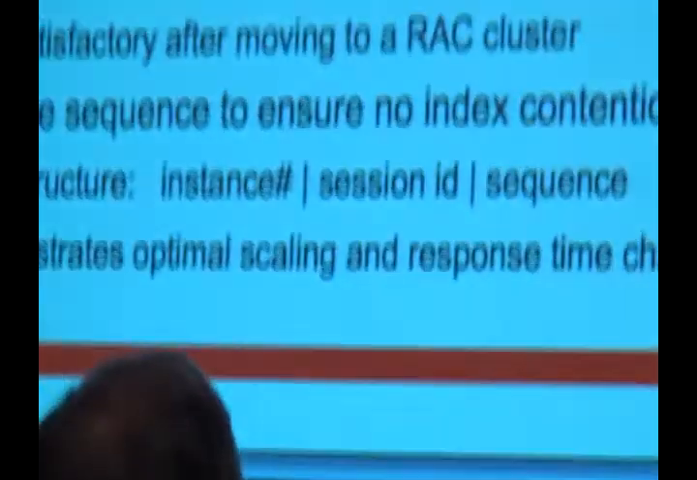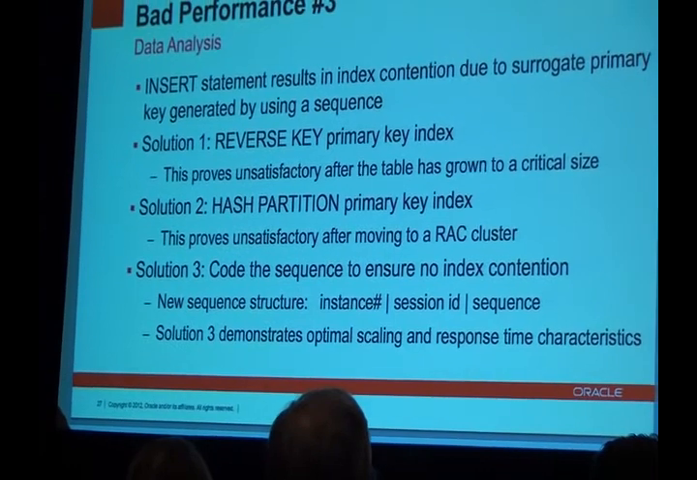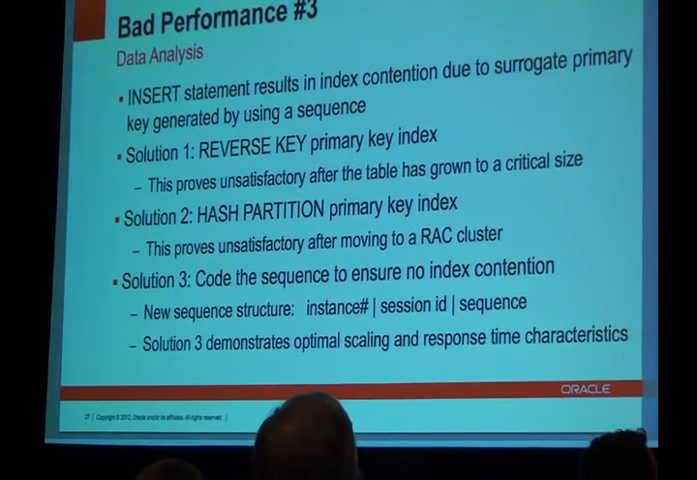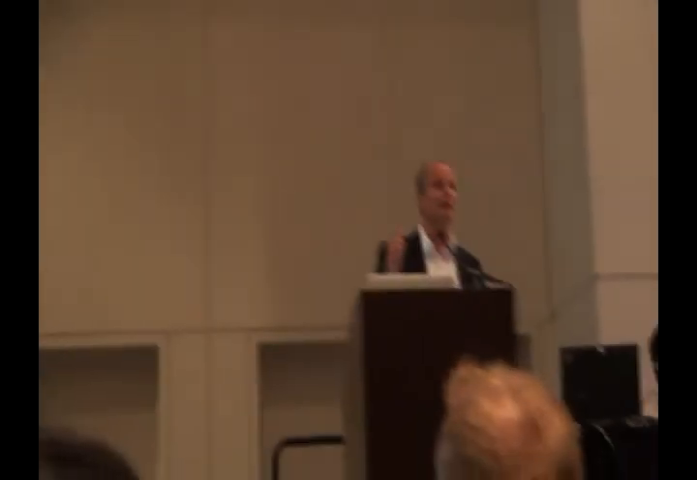Okay, and we've even given you the sequence structure, which is you want to prepend the instance ID with the session ID with the actual sequence that you've used to generate uniqueness. Big problem that we face all the time. You have to change the line of code to get the optimal solution. The answer is always in the code. People just don't want to hear it half the time.